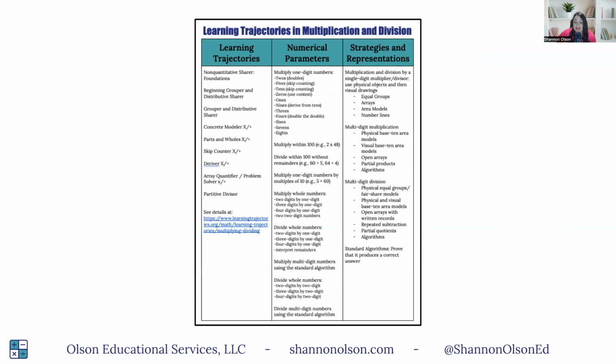Strategies and representations, you'll see a lot of physical objects along with visual drawings, beginning with equal groups, then arrays, area models, and number lines. Lots of other different strategies will move into repeated addition, repeated subtraction, and then also looking at partial products and partial quotients before moving into algorithms as well. So again, this is linked in your handouts. Highly recommend using it as a reference as you support student learning of where to go next as we're building student thinking.